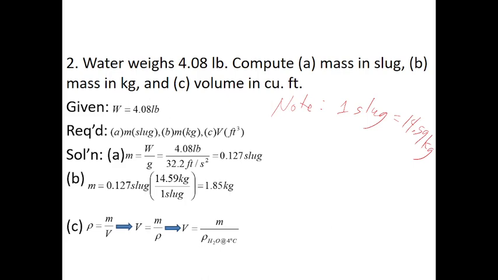So 62.4 pounds per cubic, sorry, not that one, that's the specific weight. So dalawa, no? 1.94 slug per cubic foot. Okay? And bukod dyan, we have 1,000 kilograms per cubic meter. Okay? All right. So that's it.